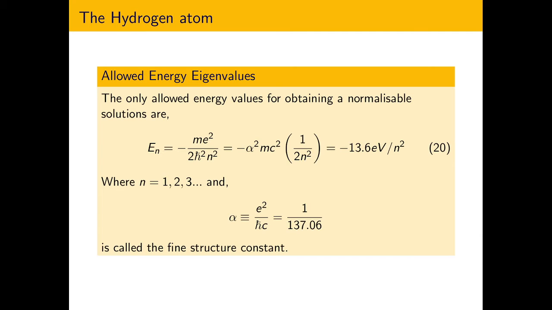And alpha here, take a very close look. Alpha is represented by e squared by h bar c, which is equal to 1 by 137.06. This is obviously found from experimental results, because you can see there are a lot of decimal points. This is called the fine structure constant. Okay, go on to the next slide.